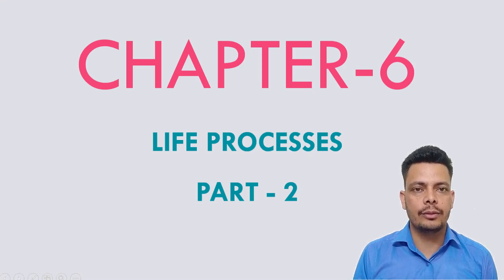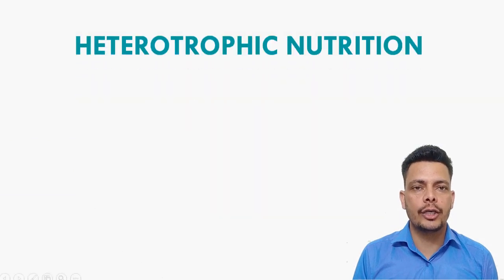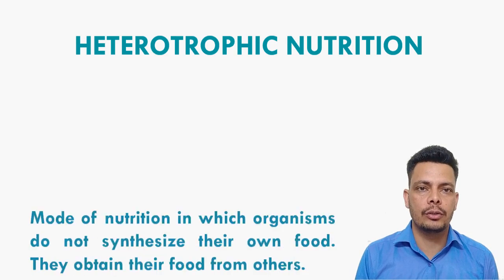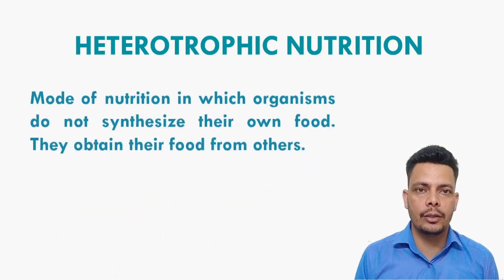Welcome to the second video of the chapter Life Processes. In this video we will be talking about heterotrophic mode of nutrition. In the first video, we talked about autotrophic mode of nutrition. And what are autotrophs? Those organisms which make their own food are called autotrophs. In this part, we will be talking about those animals which don't make their own food. They are called heterotrophs.